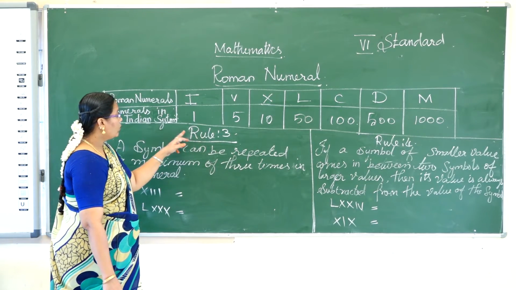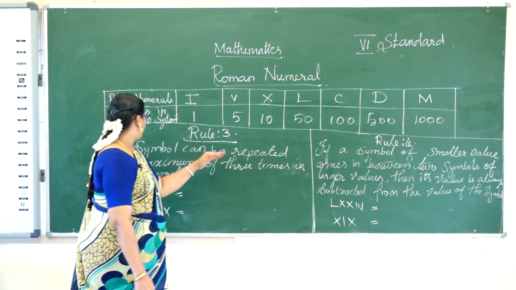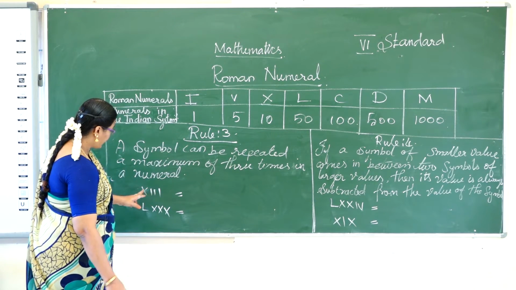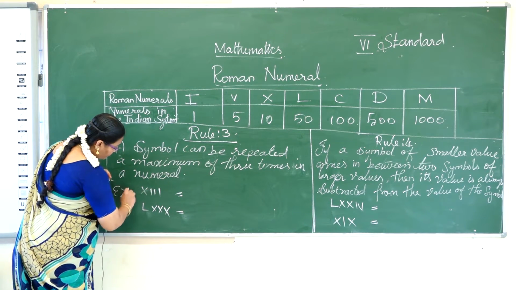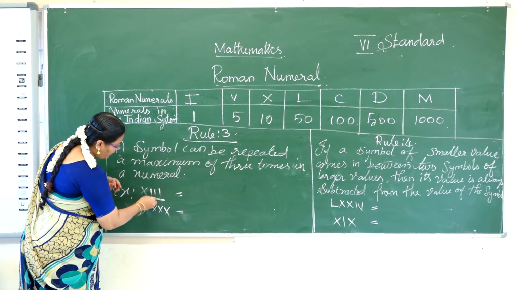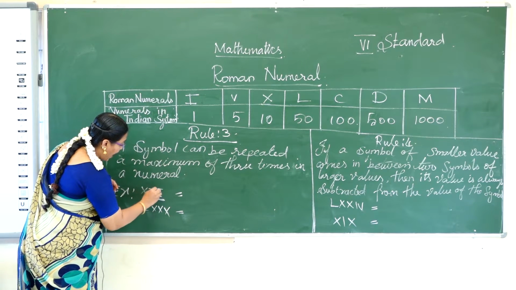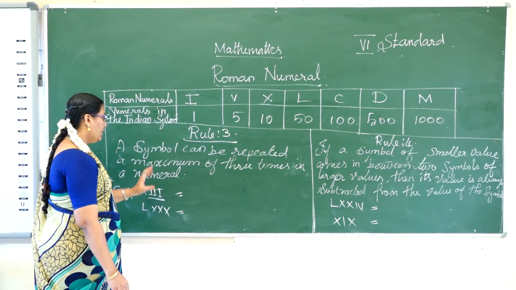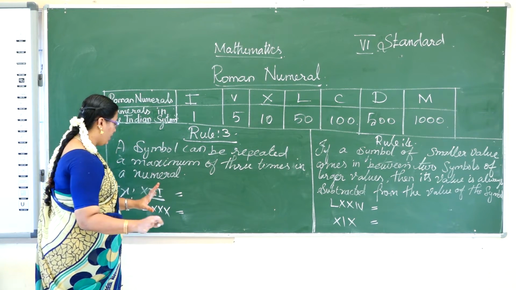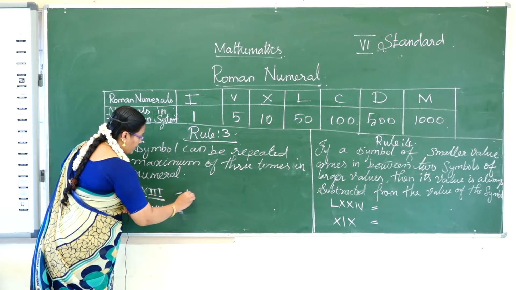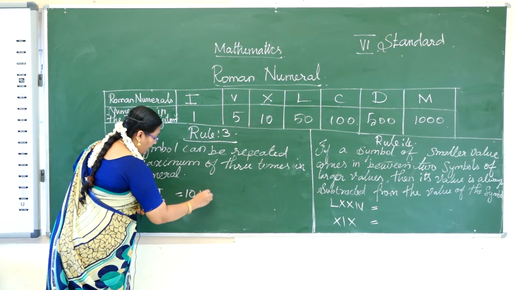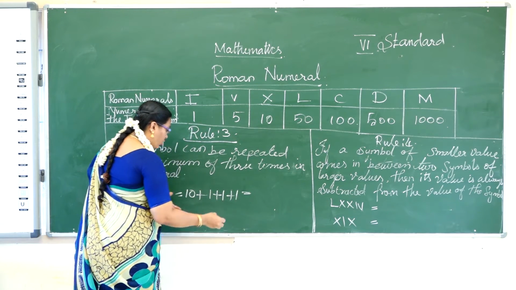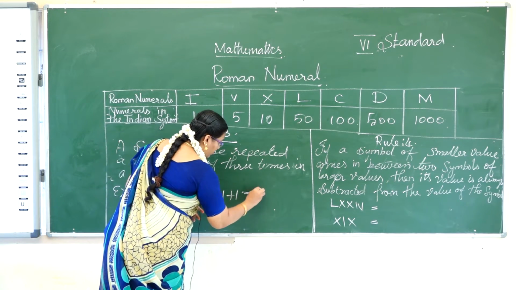Now see rule number 3. A symbol can be repeated a maximum of 3 times in the numerals. See the example. Here the numeral I is repeated 3 times. Maximum repetition is allowed 3 times only. So X value is 10 plus I is 1, next I, next I. The total value of the given numeral is 13.